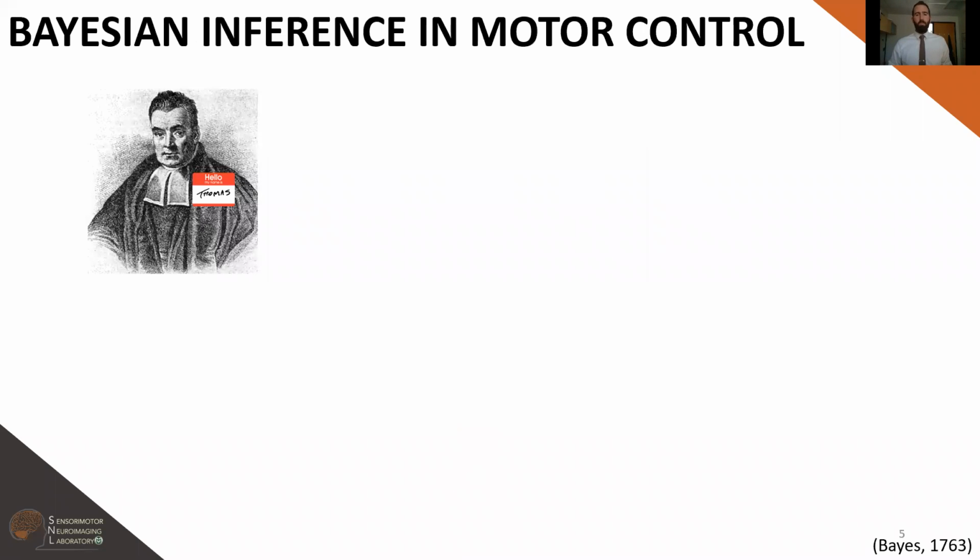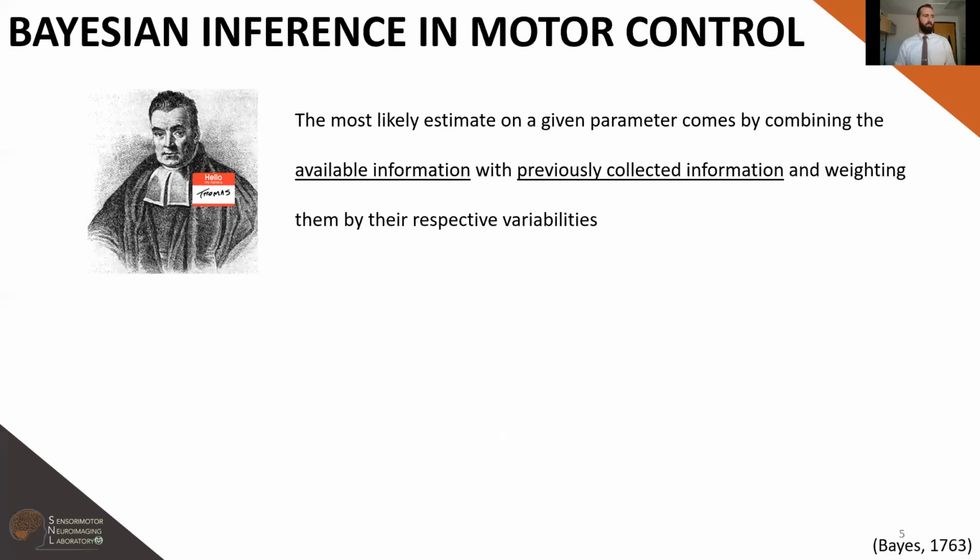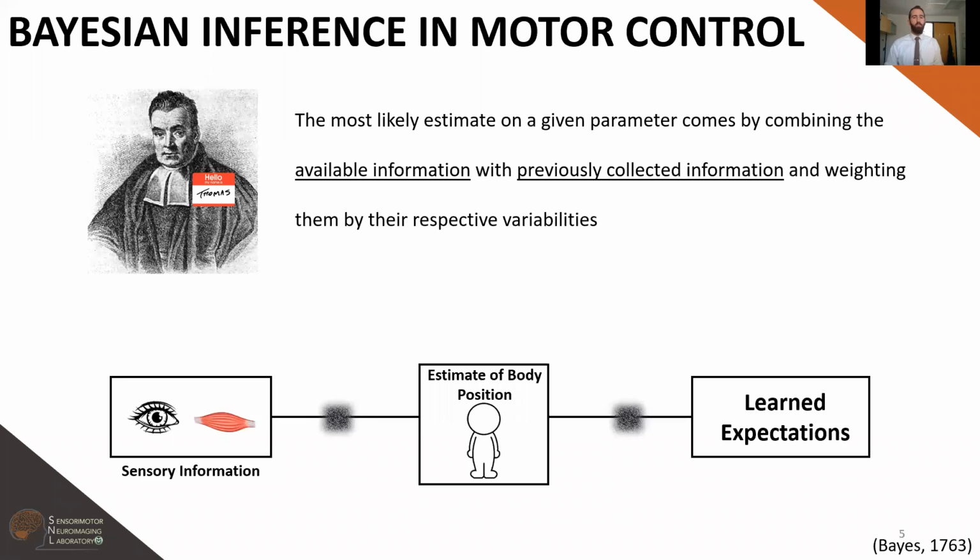uncertain? Luckily, an English statistician named Thomas Bayes developed a model that helps us draw conclusions with variable data. Simply put, Bayesian inference suggests that the best guess for a parameter, when the available evidence is uncertain, comes when we combine that evidence with prior knowledge. In the context of movement, this means that the ideal estimate for a body position comes when the brain considers the current sensory data as well as learned expectations of body position, based off many previous attempts doing similar movements. And the variability of each source of information dictates its influence on the final estimate.